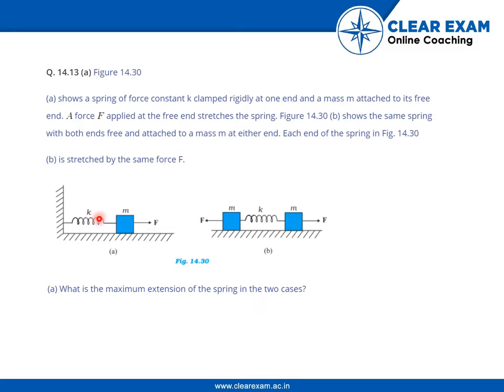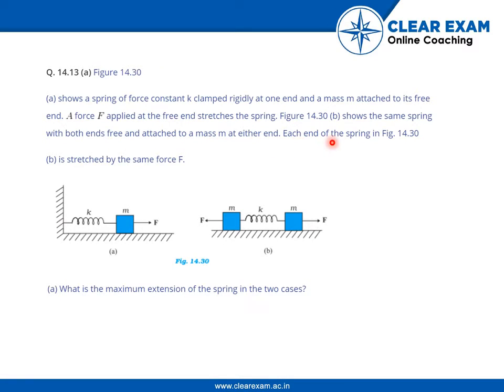This particular figure shows a spring of force constant K clamped rigidly at one end and a mass M attached to its free end. A force F applied at the free end stretches the spring. And this figure shows the same spring with both ends free and attached to a mass M at either end.